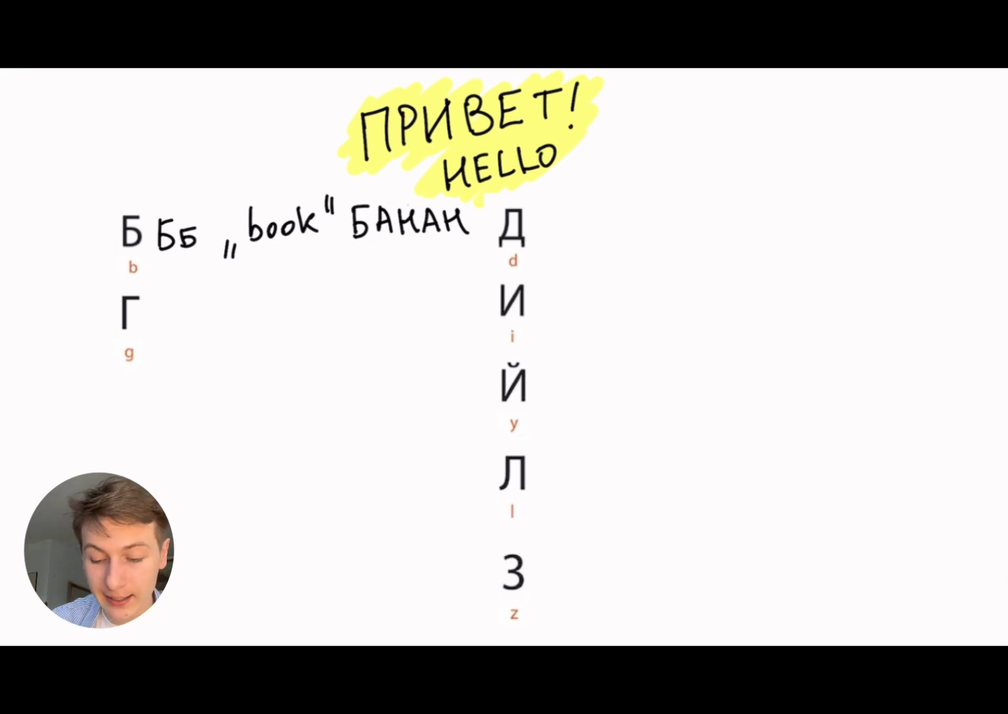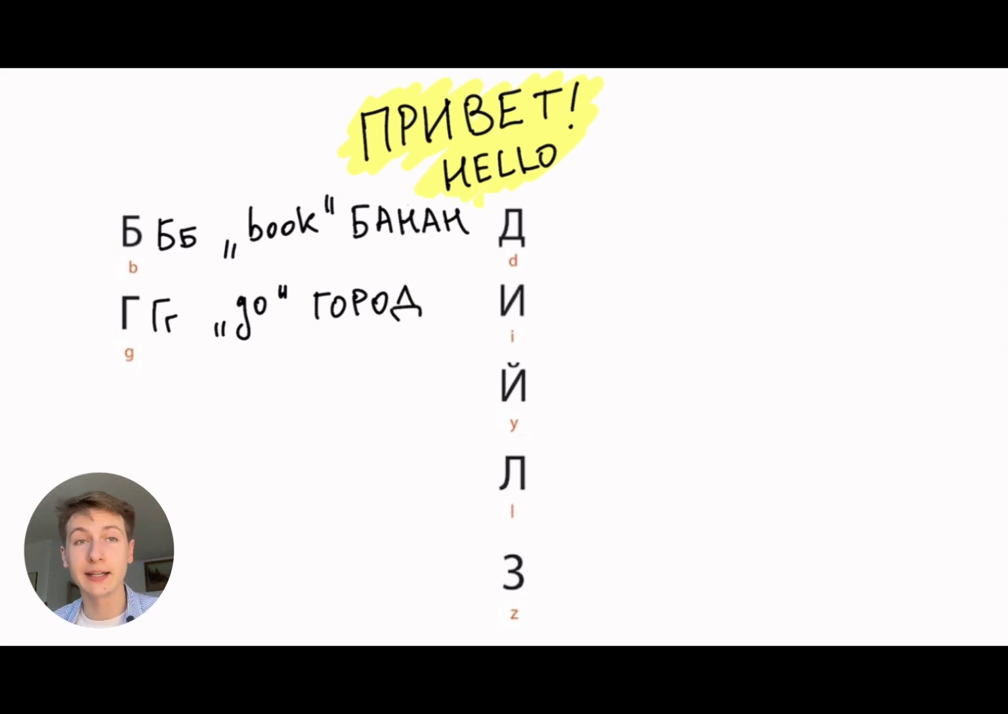Next one will be G. And it sounds like G in the word go. G, go. Russian example could be the word город, город, which means city.